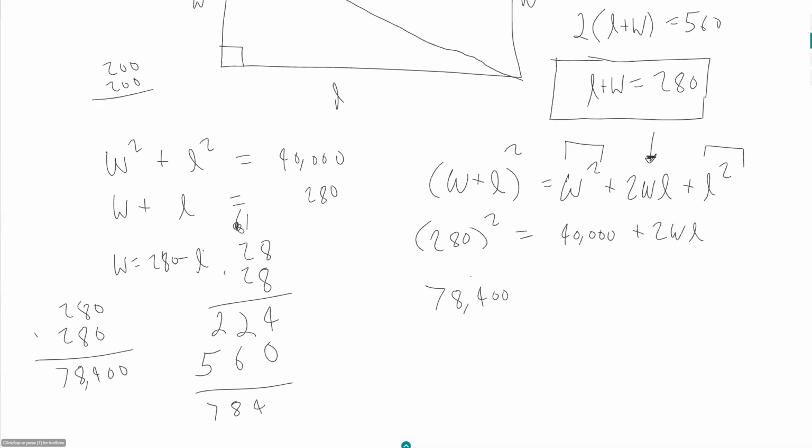So 78,400 is equal to 40,000 plus 2WL. Subtract 40,000 from each side, and we get 38,400 is equal to 2WL. Then divide each side by 2, and we should have our answer. W times L, also known as the area of my rectangle, is equal to 19,200.